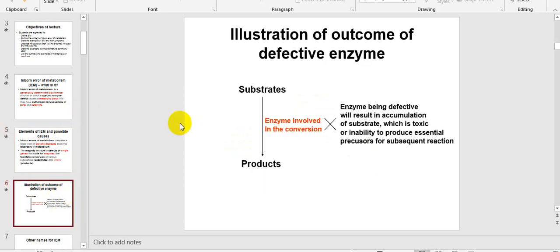Example, we have a substrate here and a product here. If there is a defective enzyme catalyzing this reaction, conversion of this substrate to this product is inhibited, then there will be buildup of this substrate. And the buildup of this substrate or its intermediate can lead to toxic effects in the body.